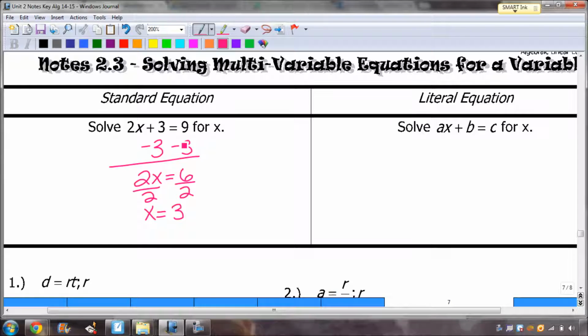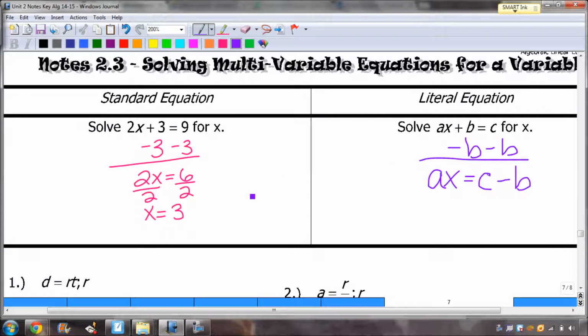Okay? So, right here, do you guys see how we got rid of the 3 by subtracting 3 from both sides? Here, we're going to do the same thing. We're going to get rid of the b. So to get rid of the b, I'm going to subtract b from both sides. Now, the difference between this equation and this equation is that 9 and negative 3 were like terms, so we could combine them and say it's 6. Here, c and b are not like terms, so we can't combine them. So the result in this step would be c minus b.